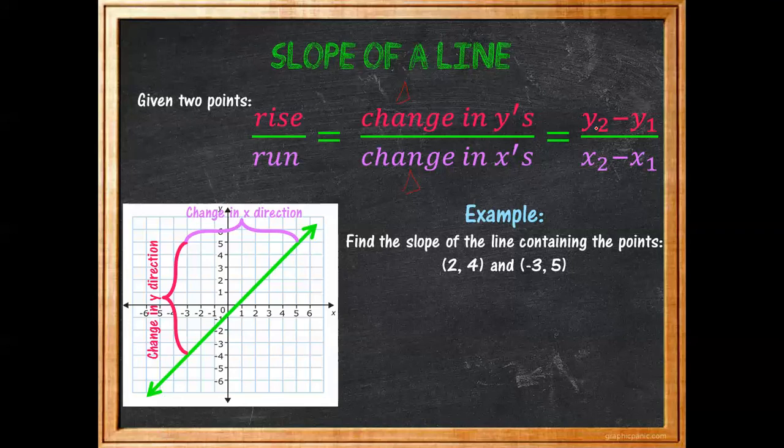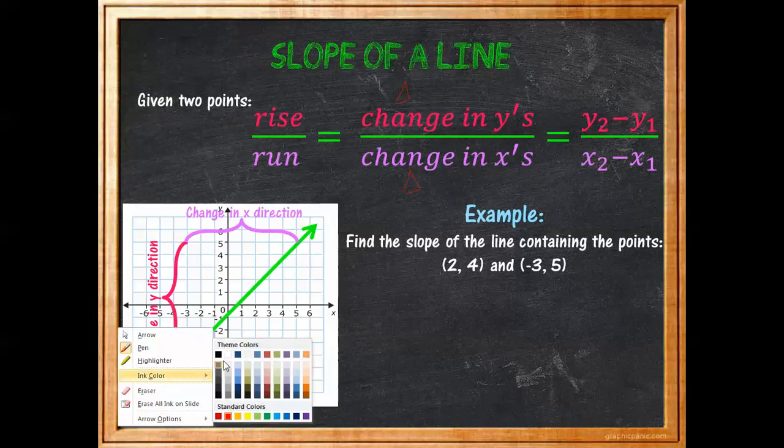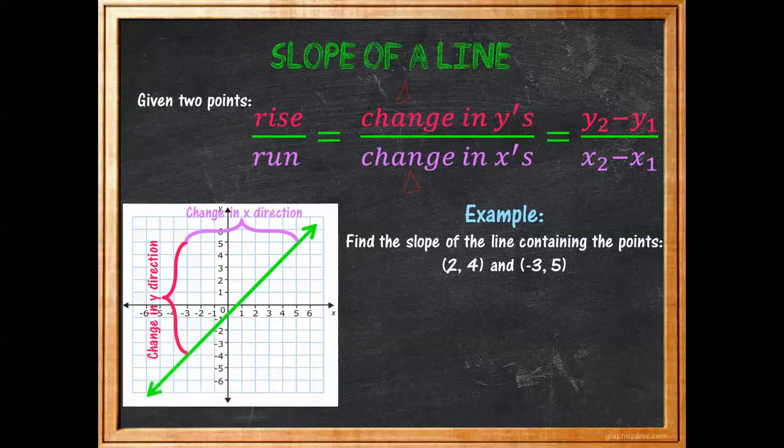Okay, so that's going to be y2 minus y1 over x2 minus x1. All right, and we're going to name our points down here x1, y1, and x2, y2. So here's our first point. So we're going to say that this is x1, y1, and here's our second point. So we're going to label it x2, y2.